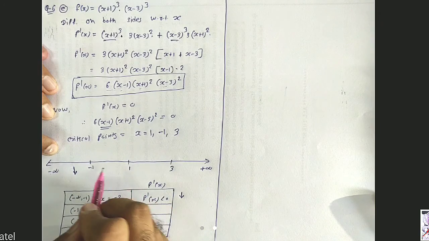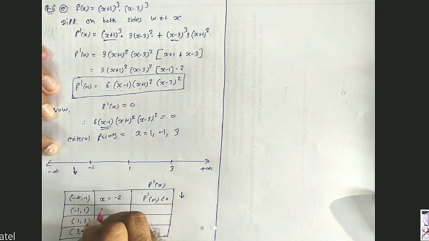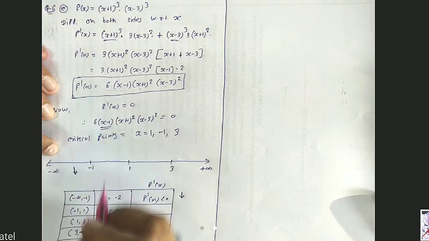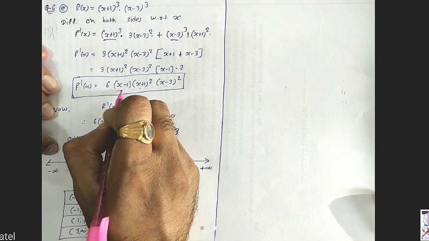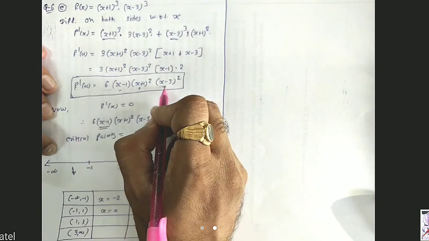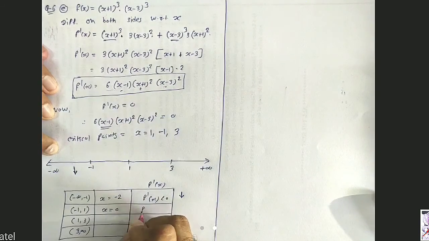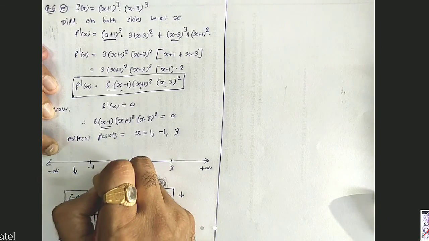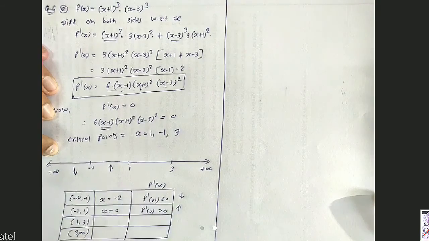So take one point in the interval minus 1 to 1. Between minus 1 and 1, suppose we take x equal to 0. Now check the sign of this f dash x for x equal to 0. So put x equal to 0 over here. It's 0 minus 1, minus sign; 0 plus 1, plus sign; 0 minus 3, minus sign. So minus, minus, plus into plus. So it's a plus. So f dash x is greater than 0. Our function is an increasing function in this interval. Done.